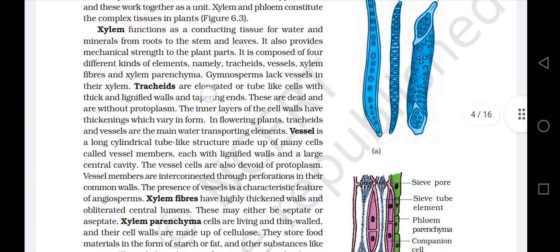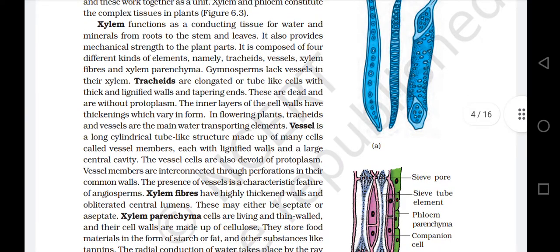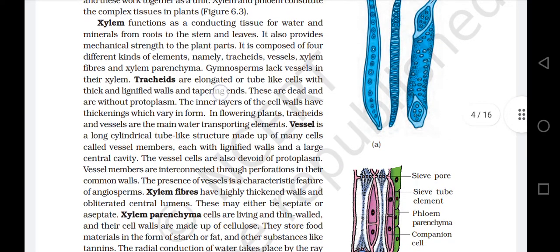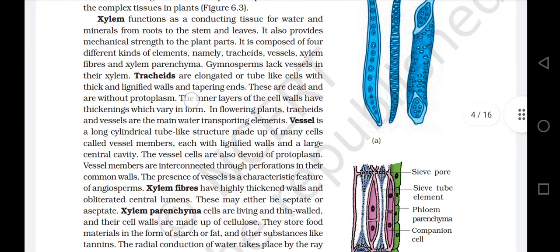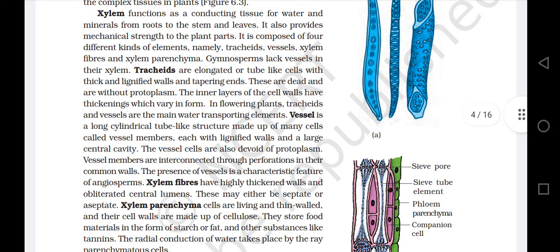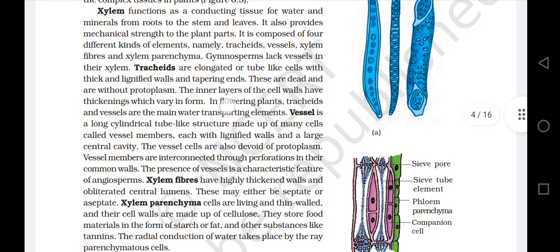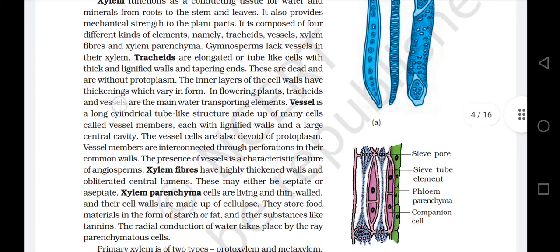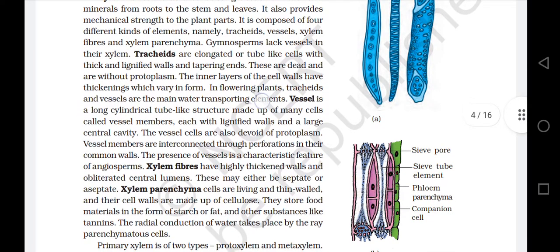Tracheids are elongated or tube-like cells with thick and lignified walls and tapering ends. These are dead and are without protoplasm. The inner layer of the cell wall has thickenings which vary in form. In flowering plants, tracheids and vessels are the main water transporting elements.